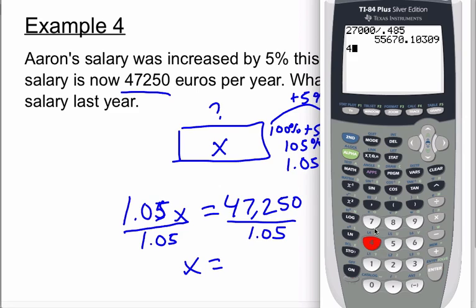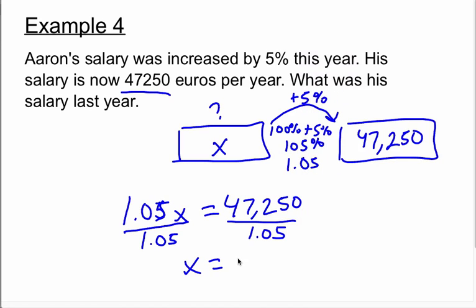So let's take 47,250 divided by 1.05 and we get 45,000. So 45,000 euro is his original salary.